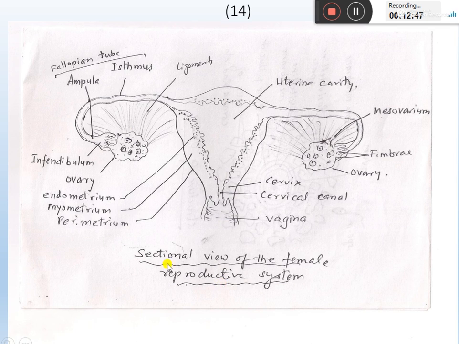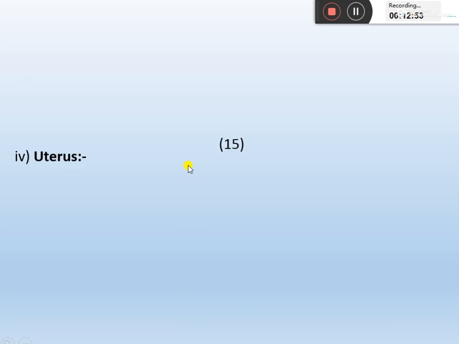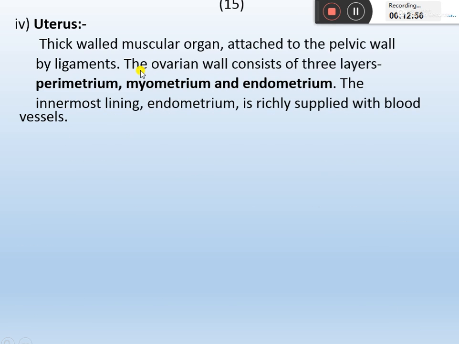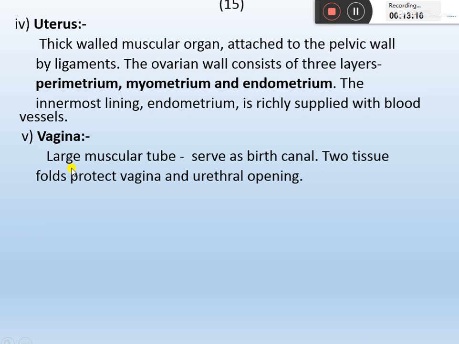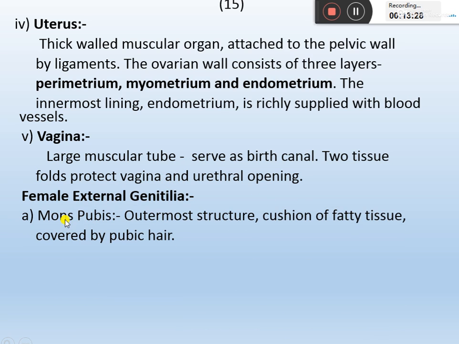So here is the same sectional view of the female reproductive system. The uterus is a thick-walled muscular organ attached to the pelvic wall by ligaments. The uterine wall consists of three layers: perimetrium, myometrium, and endometrium. The innermost lining, that is endometrium, is richly supplied with blood vessels. Vagina is a large muscular tube. It is the birth canal. Two tissue folds protect the vagina and urethral opening.